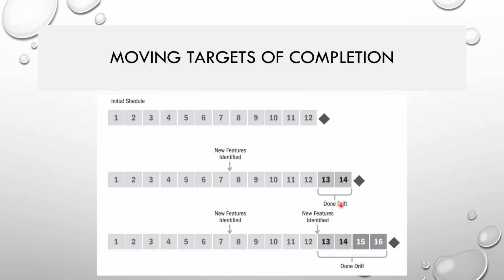And then it's called done drift. Actually, it's moving targets of completion. Then another set of new queues is identified at the end of the 12th month, and you're going for another drift of 2 more months. So this is how you can move the targets of completion according to what changes you are arriving at, right?